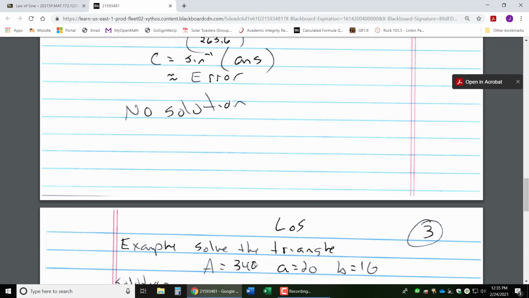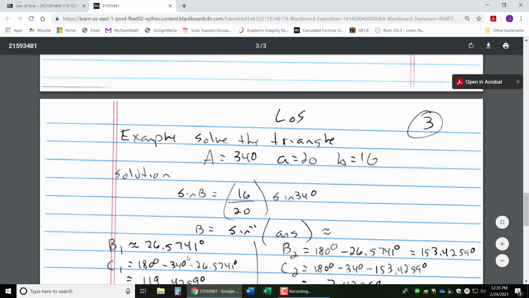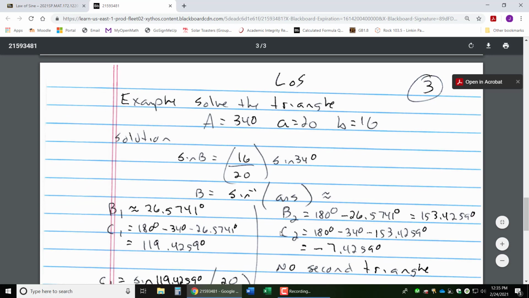That's a 34 degrees there. Sorry, my degree symbol got a little bit big. So we're given an angle, side opposite, and another side. Dive right into solving. We got B1, 26.5741. We got B2, 153. Now you could stop there and go, 153 and the original angle 34 degrees is bigger than 180. Can't be a triangle. Or if you solve for the third angle, you'll get a negative. That tells you there's no second triangle.